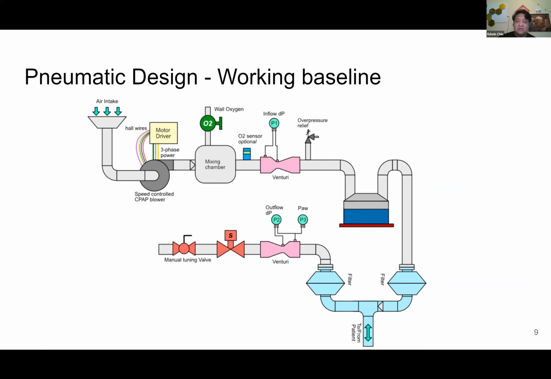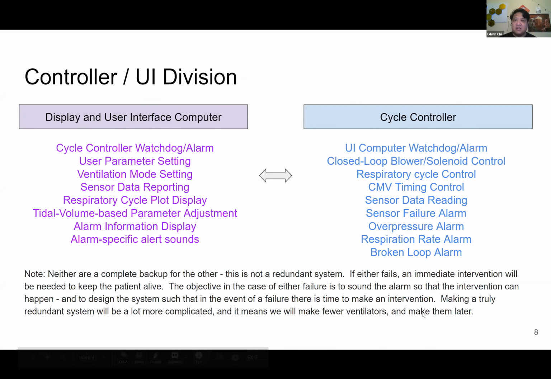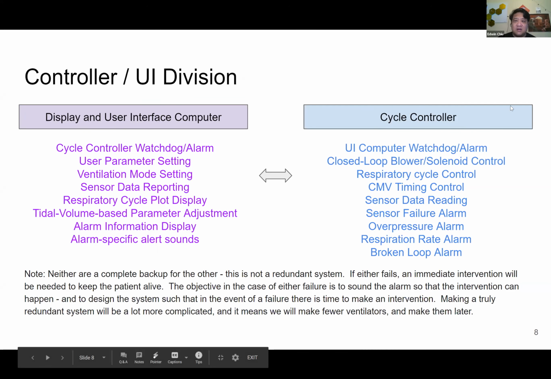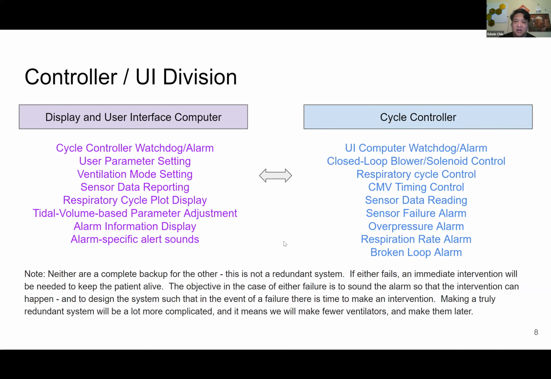Yeah, that's exactly what we were talking about in the last slide. So the idea here, sorry if I didn't make that clear, is that the cycle controller is completely autonomous, with the exception of being able to modify these settings that come down from the user interface computer. So the cycle will continue, but the settings cannot be modified if the user interface computer goes down.